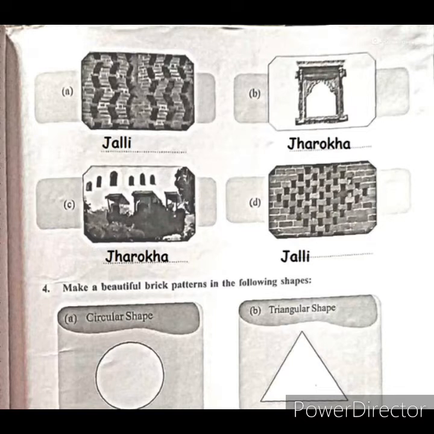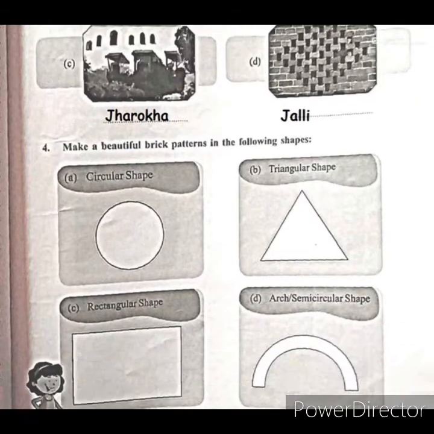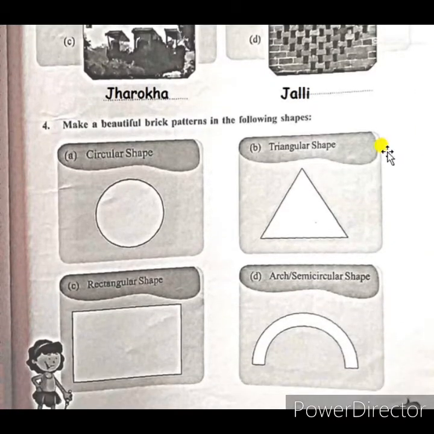Now we will move to the fourth question. Make beautiful brick patterns in the following shapes. Here we have given four types of shapes. What is the first shape? Circular shape.